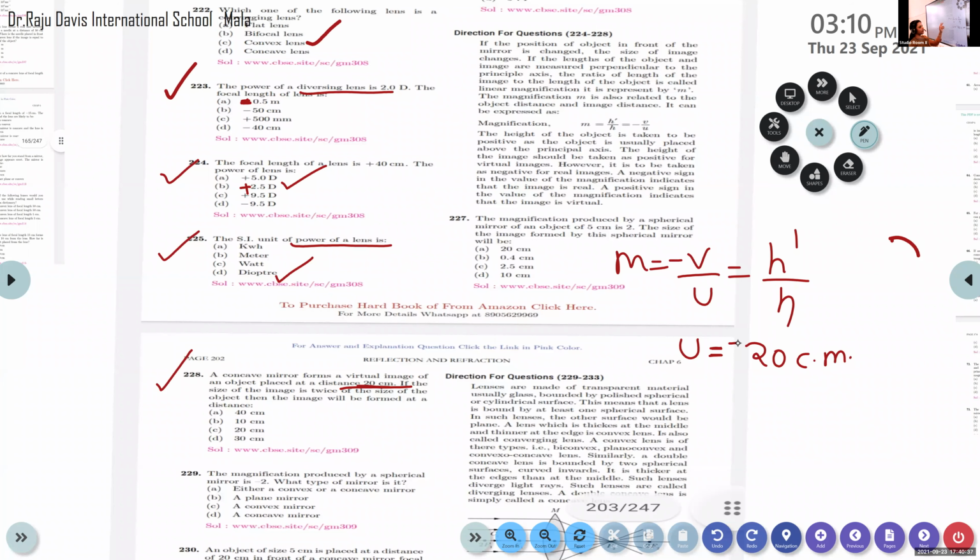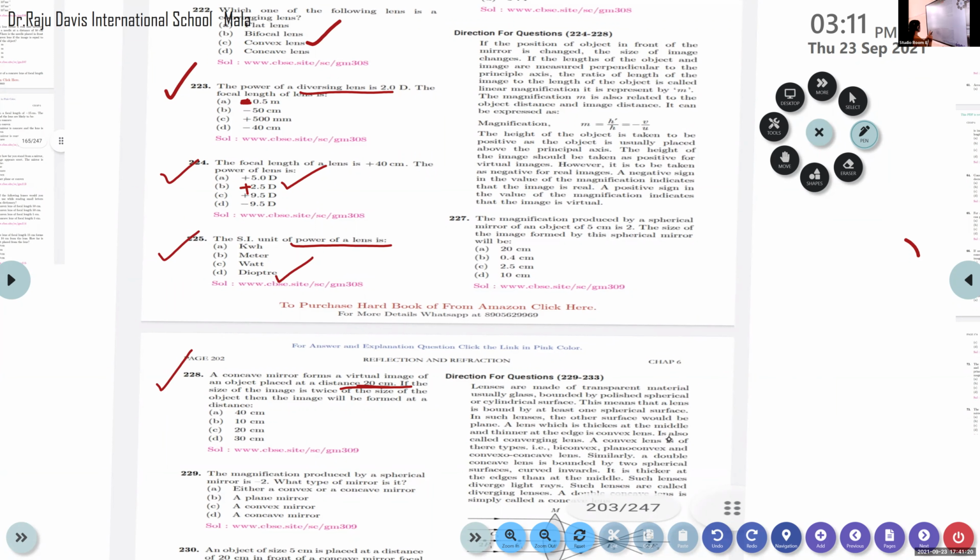Size of the image formed will be twice that of the size of the object, so it is 20 into 2, 40. 40 is equal to minus v divided by minus u. So here these two negative signs cancel. 20 is given. Is it right actually? M is equal to negative v by u, that is equal to h dash by h. U is equal to minus 20 centimeter.